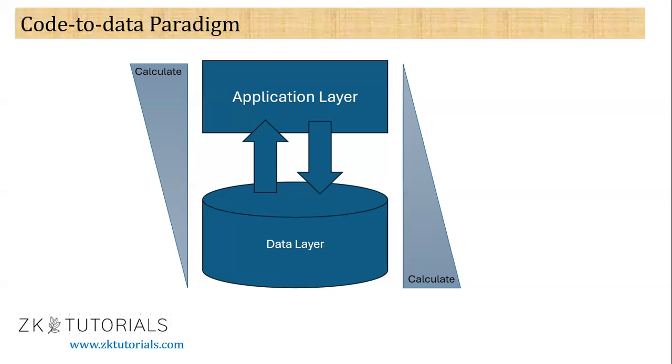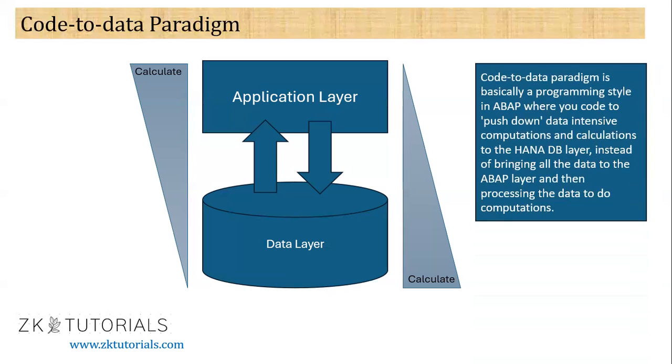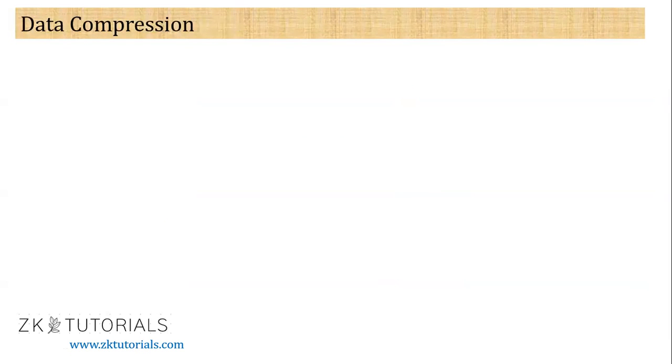If you see the definition of this, what is code to data paradigm in one line? It is basically a programming style in ABAP where you code to push down data-intensive computations and calculations to the HANA DB layer, instead of bringing all the data to the ABAP layer and then processing the data to do the computation. Hope it's clear. Let's move to the next feature, which is data compression.